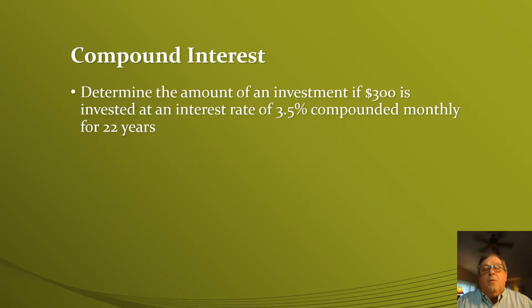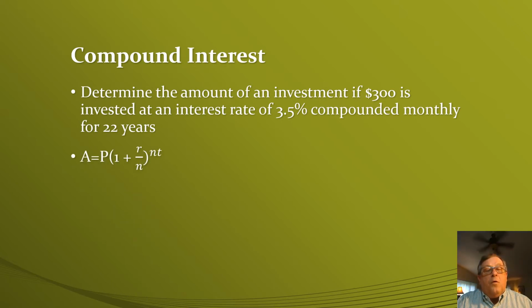All right, so it says determine the amount of an investment. So we're trying to find A. If $300, that's P, is invested at an interest rate of 3.5%, that rate would be 0.035, compounded monthly. Our compounding periods are 12 for 22 years. So N is 12 and 22 years, 22 is T. So let's take this information and let's plug it into our formula.